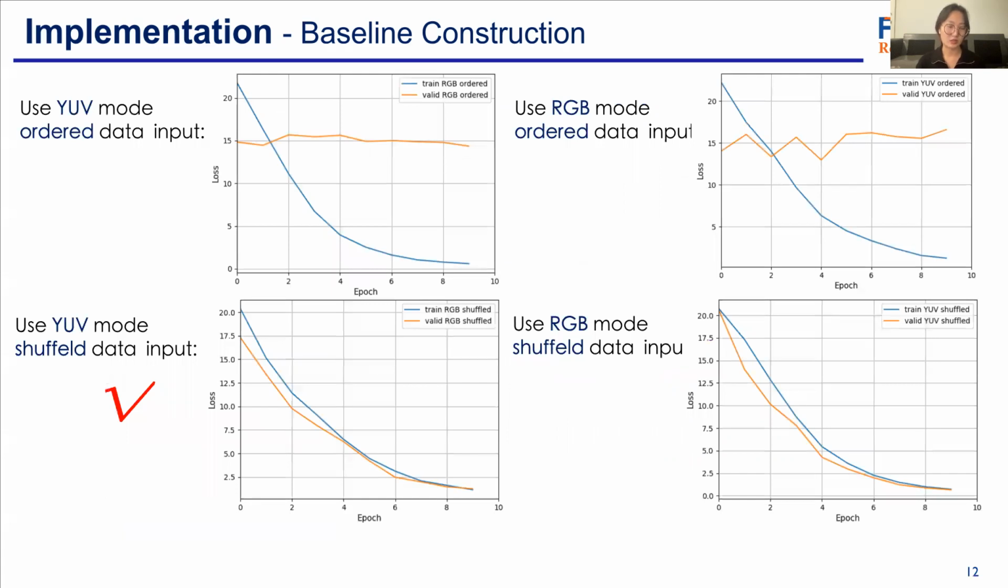I also realized the result of pre-training and test. As shown in these 4 pictures, we can also observe that the YUV model with shuffled data input can get better results. So I set this as the baseline model.